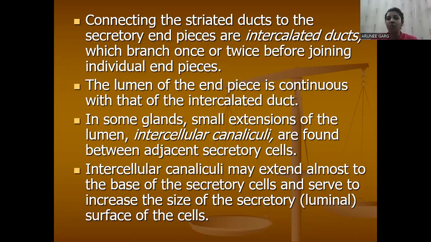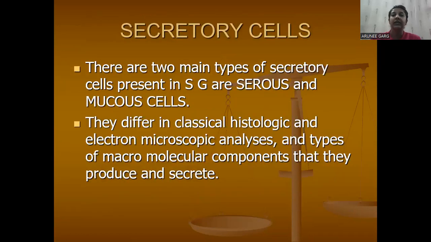In some glands, small extensions of the lumen, the intercellular canaliculi, are found between adjacent secretory cells. Intercellular canaliculi may extend almost to the base of the secretory cell and serve to increase the size of the secretory or luminal surface of the cells. Now, the secretory cells are of two types, serous and mucous cells. They differ in classical histological and electron microscopic analysis and in the types of macromolecular components that they produce and secrete.